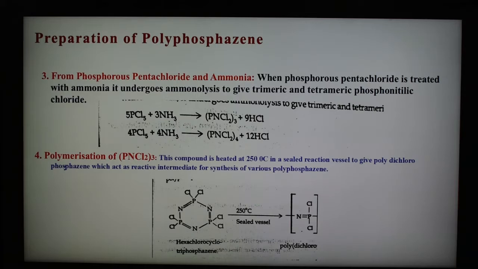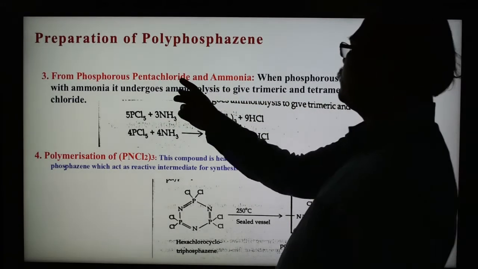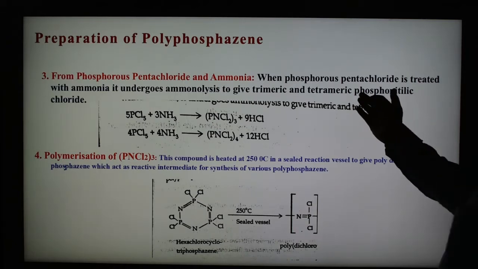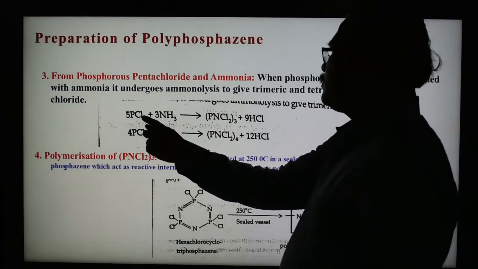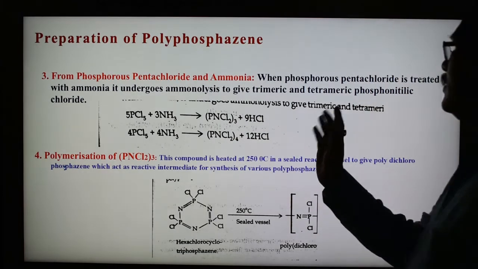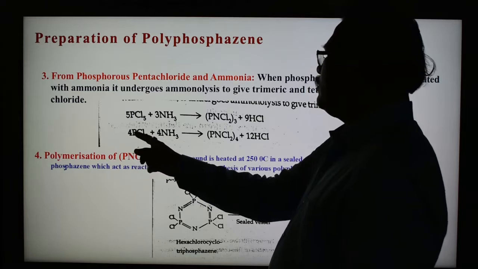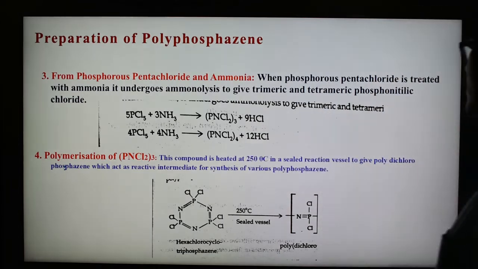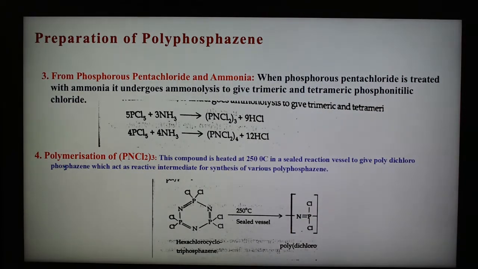The third method of preparation of polyphosphazene uses phosphorus pentachloride and ammonia. When phosphorus pentachloride is treated with ammonia, it undergoes ammonolysis, that is, reaction with ammonia, forming trimeric or tetrameric phosphonitrilic chloride. When phosphorus pentachloride reacts with ammonia, it forms the trimeric (NPCl2)3 and 9 HCl is removed. If you take 4 molecules of PCl5 and 4 ammonia, then we get the tetrameric (NPCl2)4, this tetramer, and 12 HCl get removed. In this way the polyphosphazene polymer can be obtained.